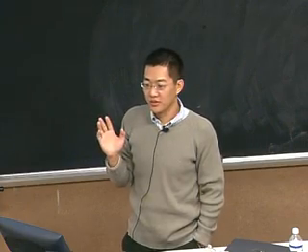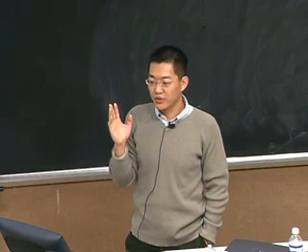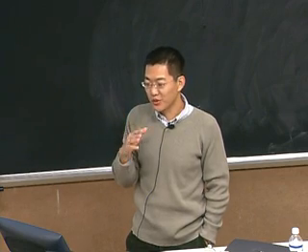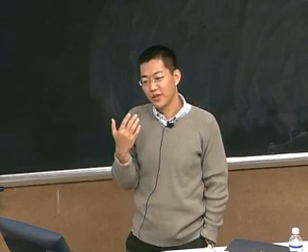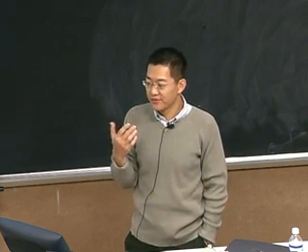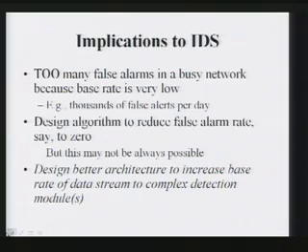So the point is that if the base rate is so low, then it doesn't matter what you do. You can try your best, spend all your PhD years working on a better algorithm. You say, hey, my false alarm rate is 5% better. Doesn't matter. That may not be fair to you, but that's actually the reality if you want to use the algorithm in the real world.